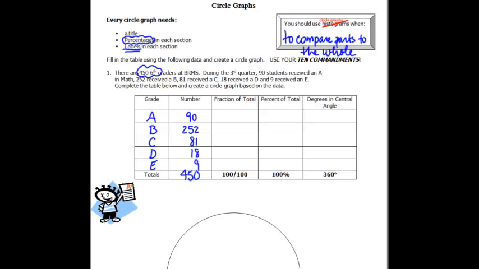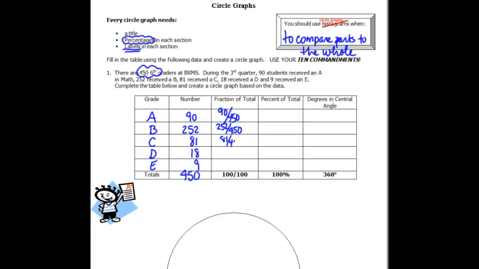Okay. Then we create a fraction here, and this is one of the few times that it's okay to leave these non-reduced fractions, because if you fill this out, you want to make sure that you get 450 out of 450.